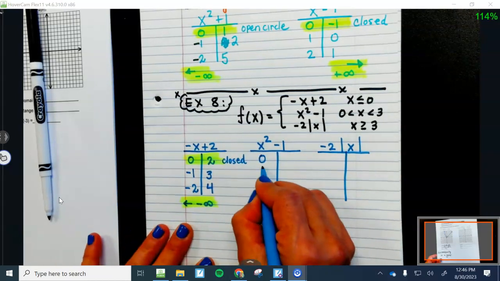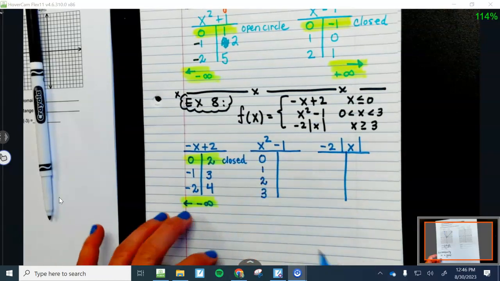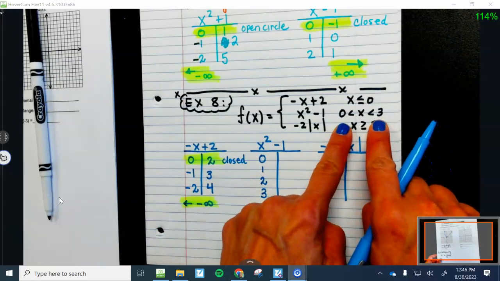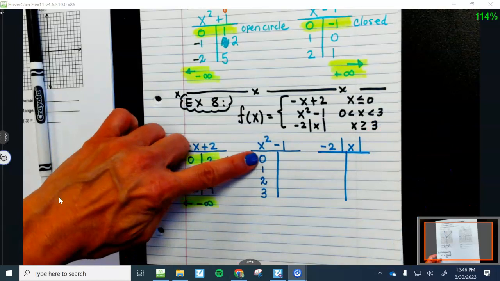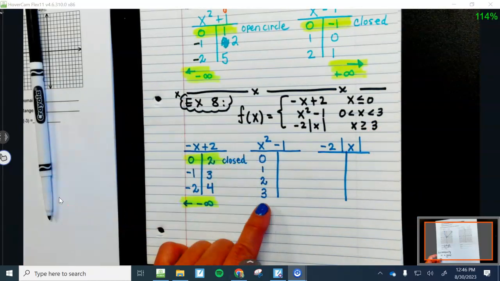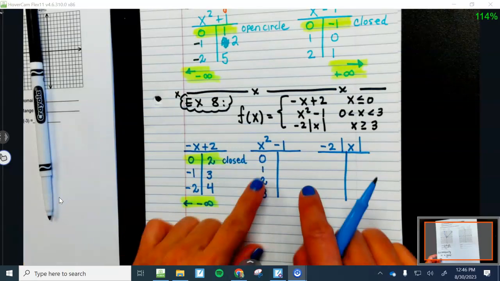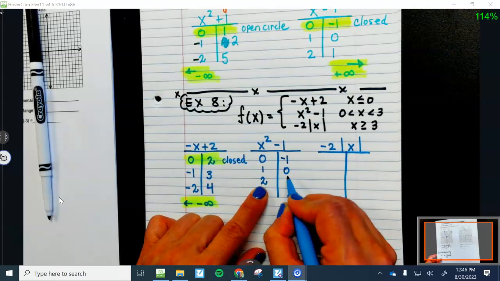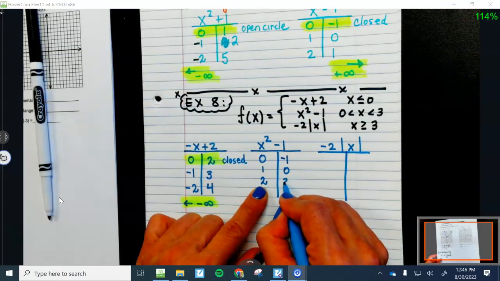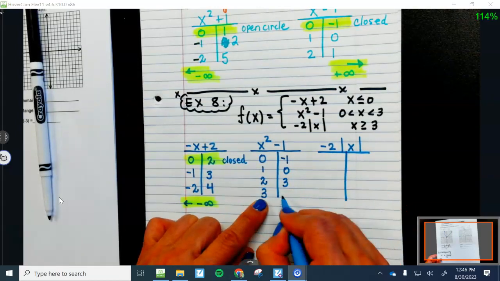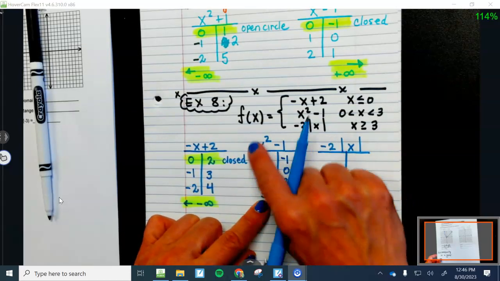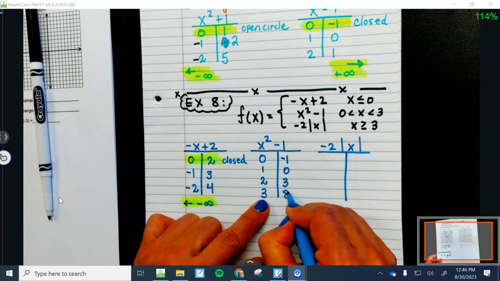We can go ahead and plug in 1 and 2 because that's just 2 extra numbers. So when there's a beginning and an end, you have to start with the beginning. You have to stop with the end. Let's go ahead and get our outputs for these. All right, so our outputs are going to be x squared minus 1. So my last output is going to be 9 minus 1, which is 8.